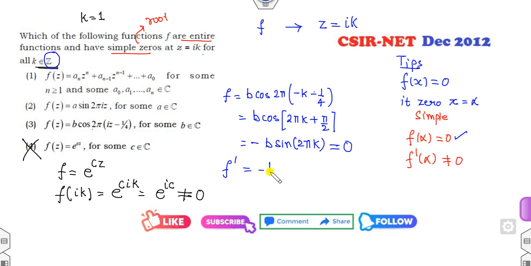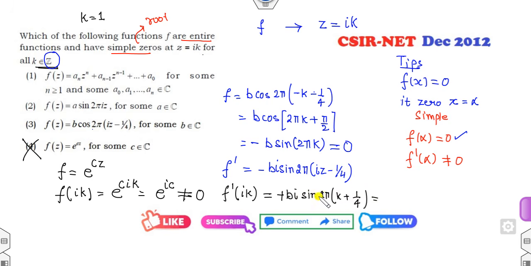What is f dash? It is minus b sin(2 pi), with i outside, (iz - 1/4). Then I can check whether it is zero or non-zero at ik. So it is minus sin(2 pi), taking minus common, (k + 1/4). If I open this bracket, it's sin(pi/2), which is cos(2 pi k), and we all know cos(2 pi k) is always 1. This is non-zero. So yes, it has a simple zero.